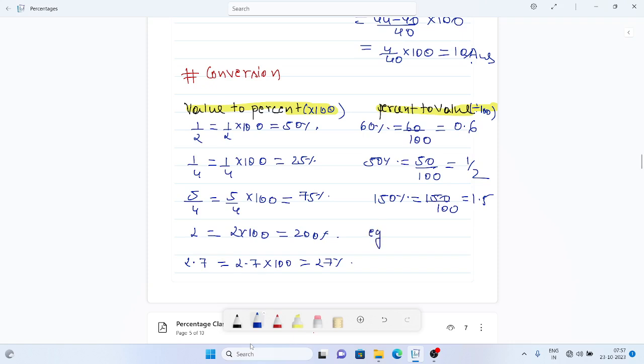Example, 80% of 120. Okay. So 80% of 120 is, right? Okay. Please note it down, then we move forward.